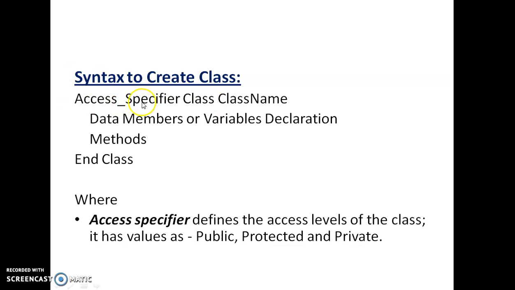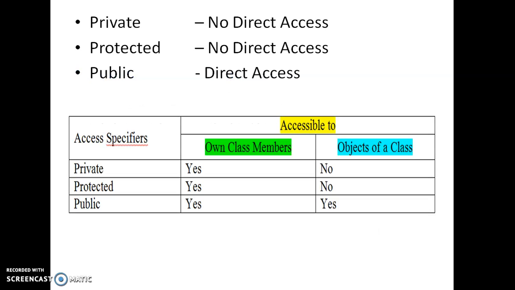If you go for the access specifier, it defines the access level of the particular class, or otherwise it defines the scope of the class. It will have public, protected and private. If you have already studied C++ and other OOPS languages, you might have gone through this. There are three possible access specifiers: public, protected and private. Private is not possible to access directly from outside the class. Protected is also strictly not possible to access directly. If you go for public, it is possible to access directly.